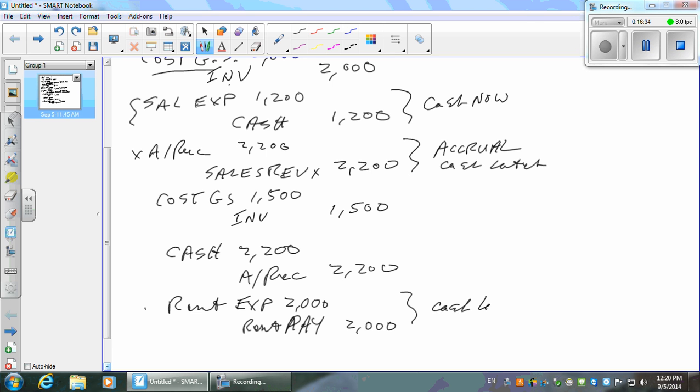Is that an accrual or deferral? What happened to the expense? I recorded it, even though I haven't paid it yet. What would we call this? An accrual. It's an accrual. The cash is deferred. We're not talking about the cash, we're talking about the revenue or expense. Seems ridiculous, doesn't it? But that's what we do.